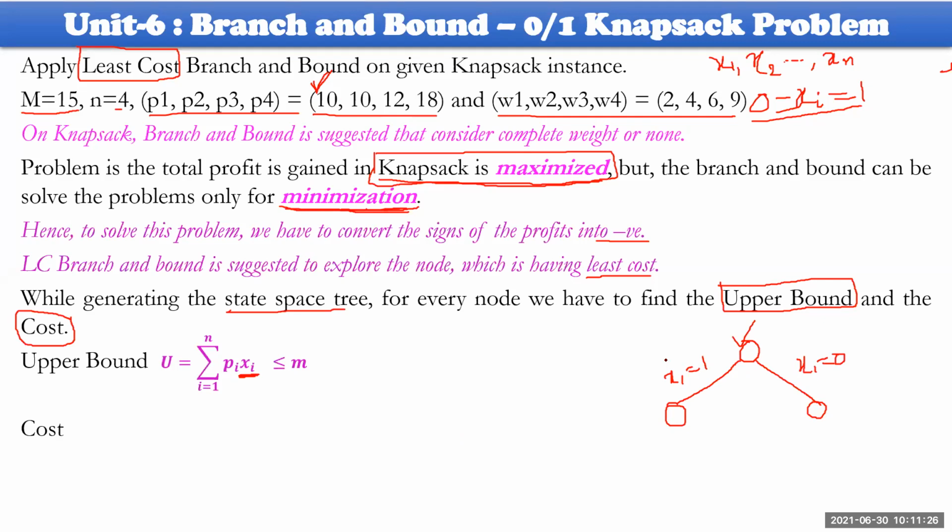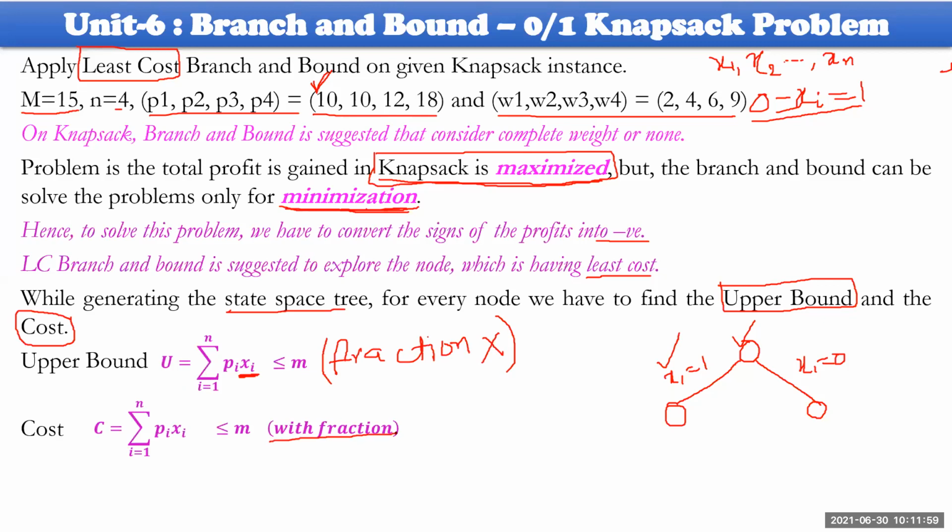Then during exploration, we come to know the values of xi, I mean x1, x2, x3, x4 and so on. That is the point we have to keep in mind. Here you are not allowed to take any fractions while calculating the upper bound. Whereas in the calculation of cost, the same formula is used, but fractions are allowed in terms of cost.